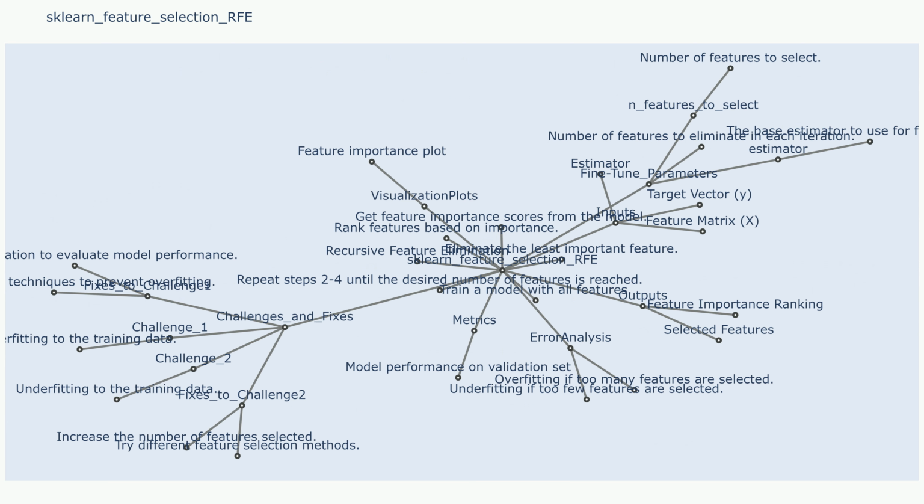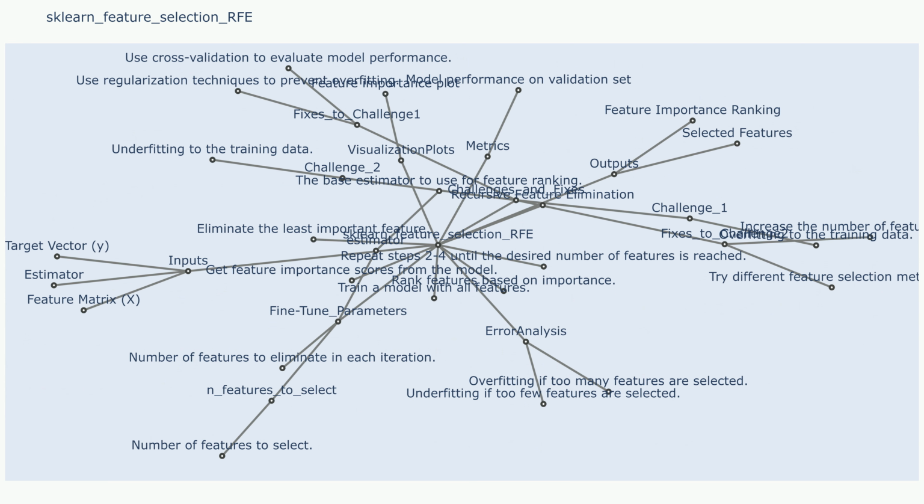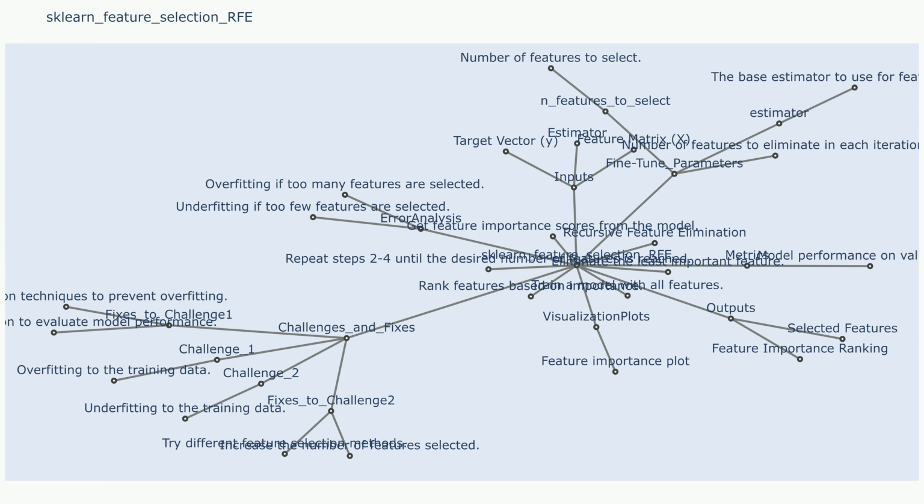Bootstrap aggregating, bagging: creating multiple models by randomly sampling the data with replacement to estimate the variance of the model's predictions. Challenges and fixes. Challenge 1: RFE can be computationally expensive, especially for large datasets with many features. Sample use case that resulted in Challenge 1: using RFE on a dataset with millions of features can take a long time to complete.